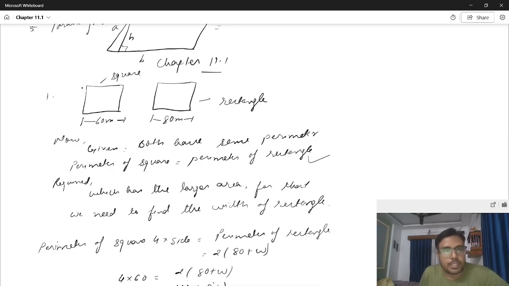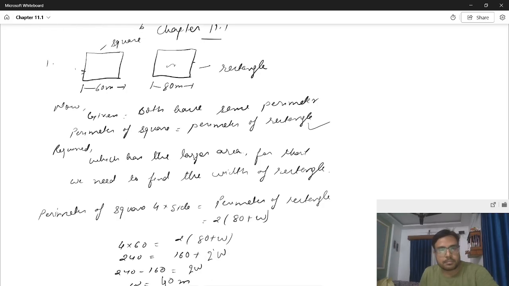So you need to find the area of the square and the rectangle. Now you know the area of a square is side squared, so you can find the area of the square, and the area of a rectangle is length into width. So length is given, you have to find the width. How are you going to find the width? It will be from the given parameters in the question. Given, the perimeter of a square is 4 into side, which is equal to the perimeter of the rectangle. Both have the same perimeter.